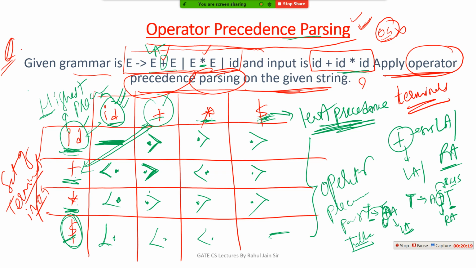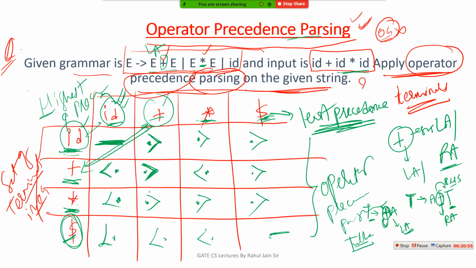Guys, is it clear to all of you how to construct an operator precedence parsing table? Is it clear to all candidates or not? Please comment in the chat box. Okay, it is clear to Nikhil. Very good. Okay, Soumya, it is clear to Soumya as well. Very good. Poshali, it is clear to Poshali as well. Okay, guys, good. Nagarkoti, very good, guys.